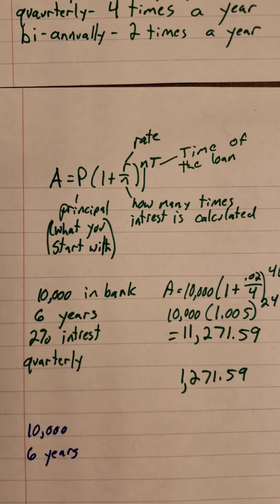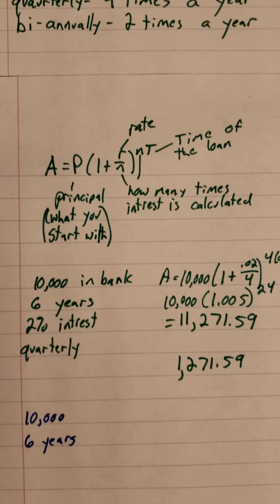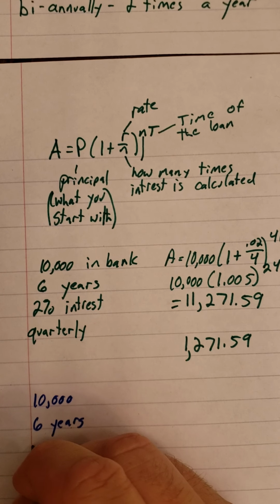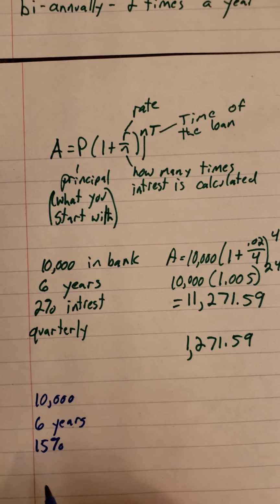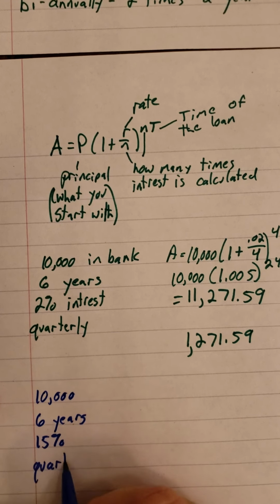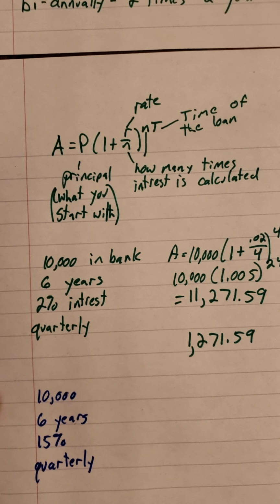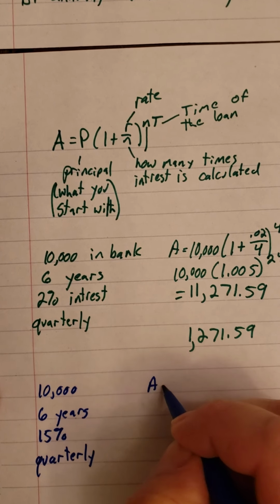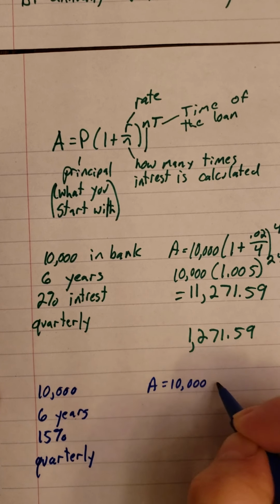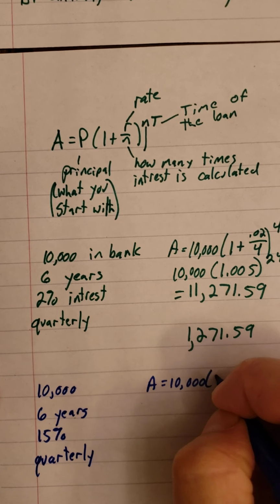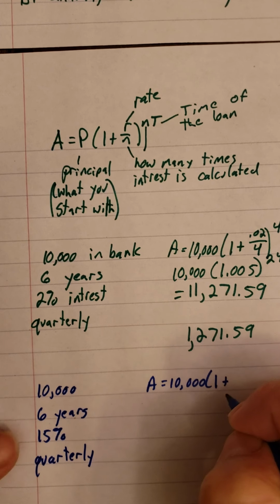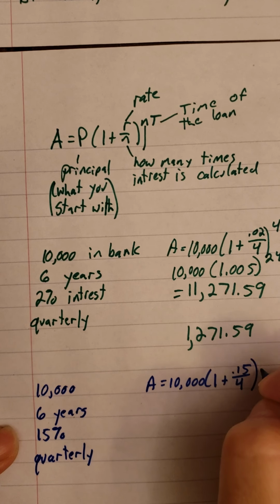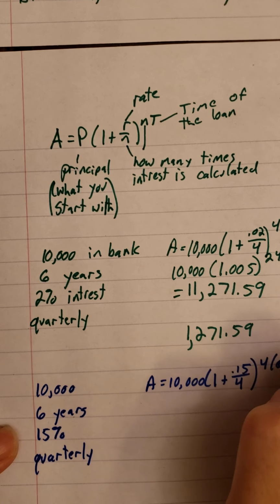Now, if that person is a first time buying a car or they don't have very good credit, all of a sudden that interest rate could be as high as, say, 15%. And let's say it's still going to be done quarterly. So this is your same $10,000 that you're putting in the bank. We go and plug everything in. We get A equals 10,000 times 1 plus, in this case, 0.15 on top and a 4 on the bottom, and then a 4 times 6 up here.